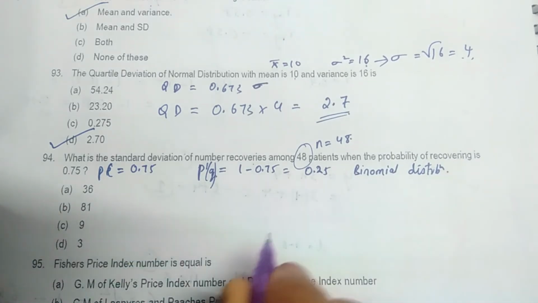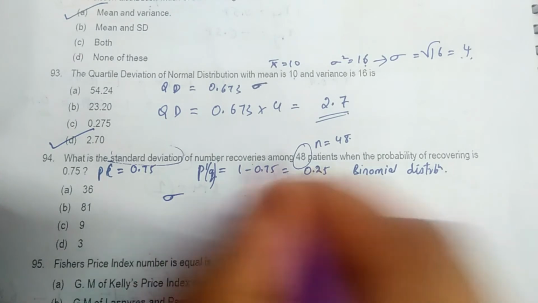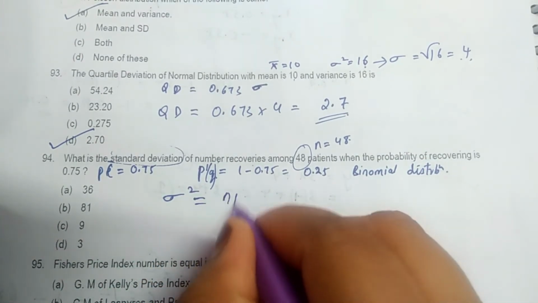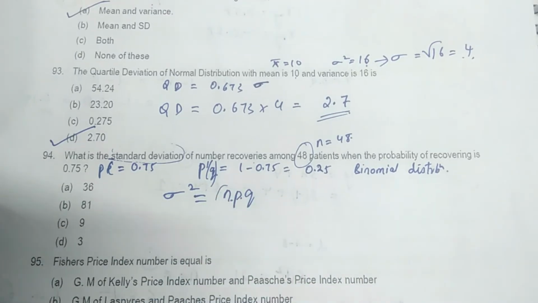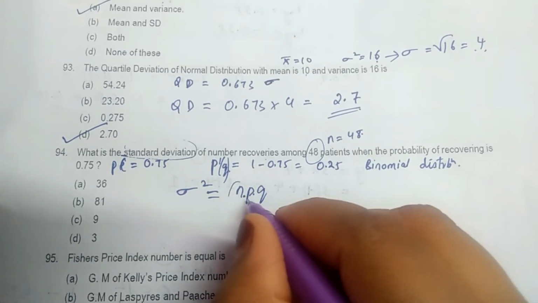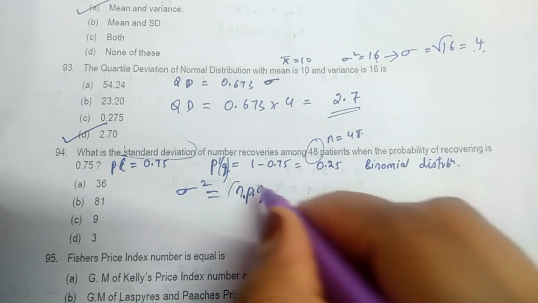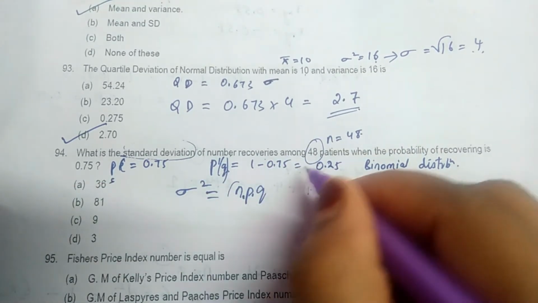So we know that in the binomial distribution, it is asking for the standard deviation, right? So we need to find the standard deviation. In binomial distribution, the variance is equal to npq. Okay, n is the number of observations, into p, the probability of success, and q, the probability of failure.